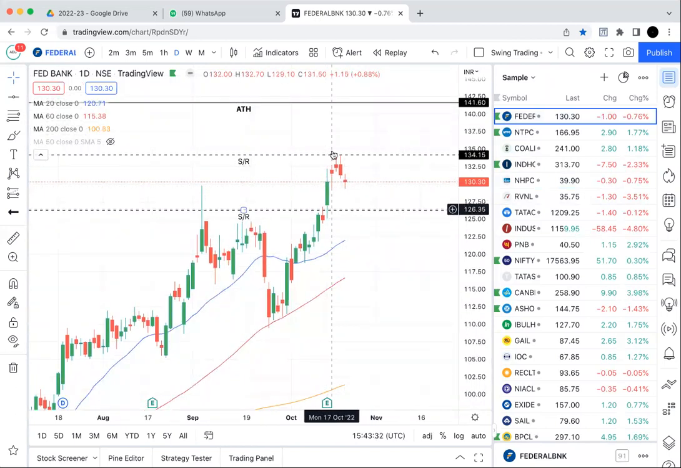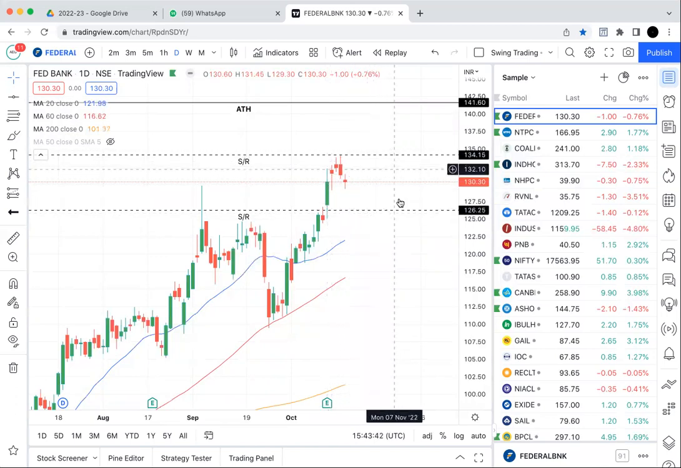That means, see, that these two SR lines, the one on the top is the resistance, one on the bottom is the support, okay? And it's possible that this stock price could swing up and down, up and down. So what I'm going to do is keep this on my watch list every day, keep an eye on it, and I will wait for this price to break out of this resistance. That's what I'm looking for.